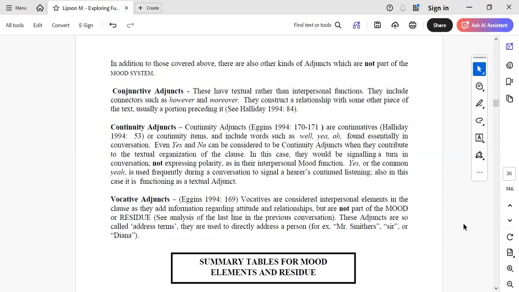Now, when I say mood system, what do I mean by that? I mean declarative, interrogative, and imperative, for one thing. And I mean that there have got to be two parts here: subject, right, and the residue. Residue is the rest, apart from the subject, whatever is left, that is residue, basically, right? Okay.